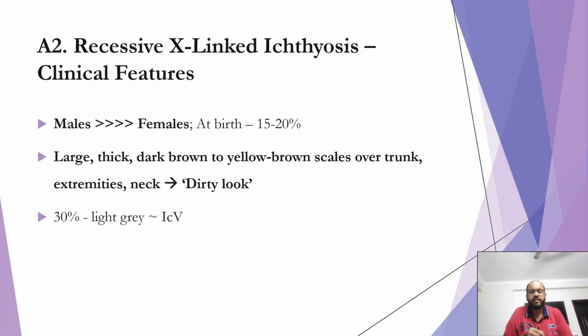Since it is an X-linked disorder, males are more severely affected. A few females might have an effect because of the Lyon hypothesis, but males are the ones who are affected. At birth, about 15 to 20% of the cases can be seen. The scaling can be seen at birth. Remember, in ichthyosis vulgaris, the birth is normal, and by the third month, about 40% develop the scales.